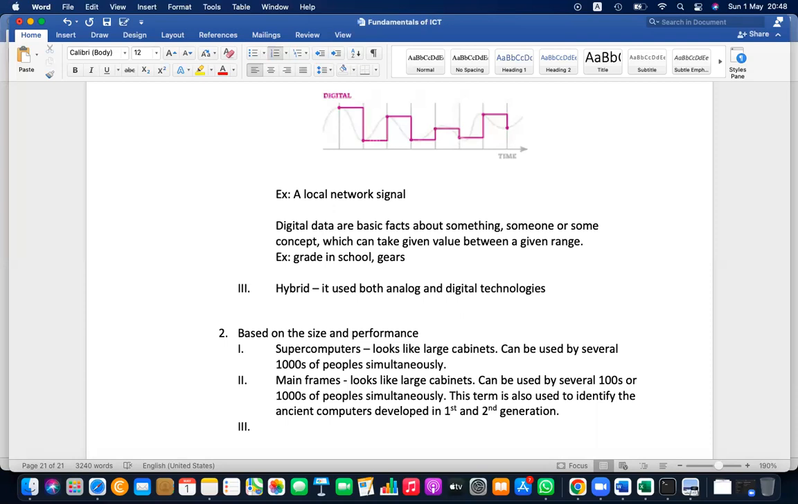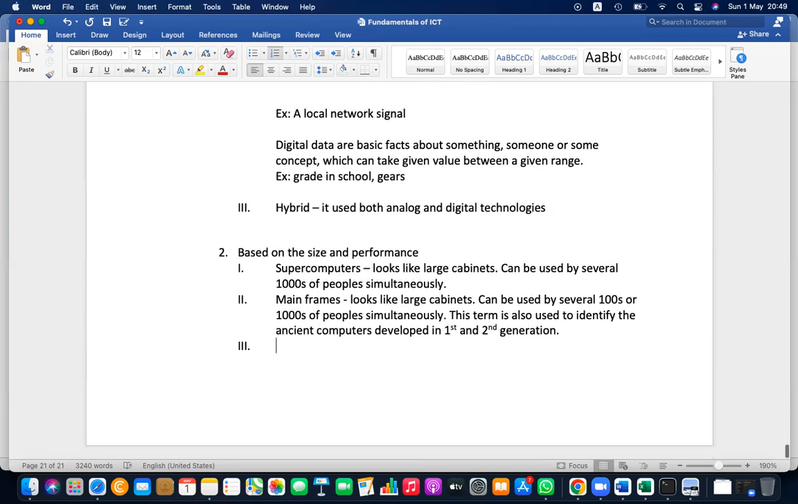So you can say that in this generation, the fifth generation, the mainframe is the brother of the supercomputer. But the term was also used to identify computers which were ancient, developed in the first and second generations. So mainframes of that time and mainframes in the fifth generation are not the same, right? It's different. Then mini computers.